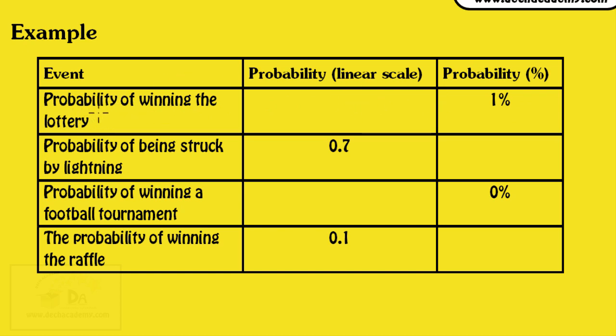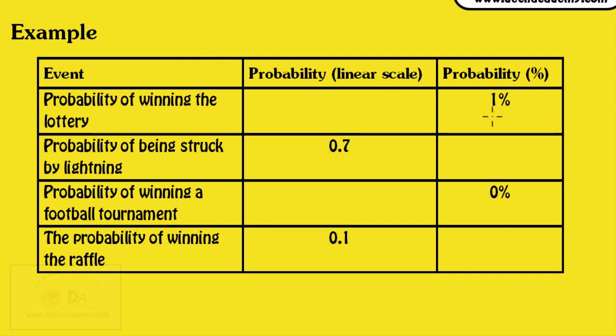In the first case, the probability of winning the lottery, we're given the probability as being 1%. What we need to do now is find the linear equivalent of this 1%. In the second case, probability of being struck by lightning, we're given a linear probability of 0.7. There's a gap in the percentage column, so we need to find the equivalent percentage probability. So let's start with the first one.